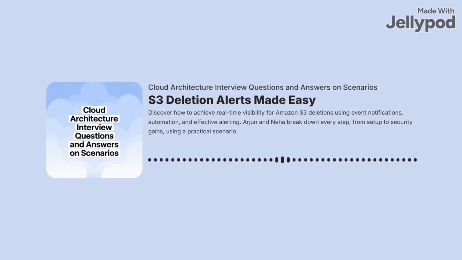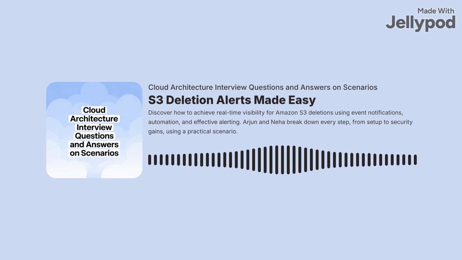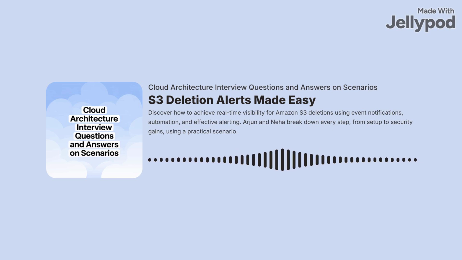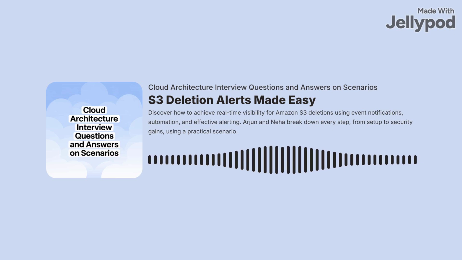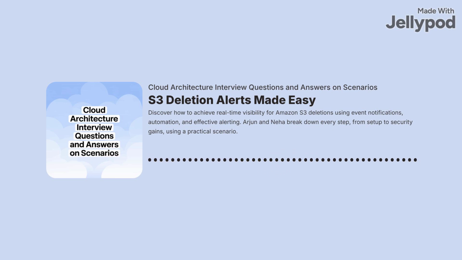Yeah, and the best part is, it's not even that complicated to set up. You just enable event notifications for delete operations on your S3 bucket, and you're already halfway there. Right. And once you have that, you can actually do something with those events. Which brings us to the next step: automation and alerting. So, let's talk about how you actually get those alerts to your team.